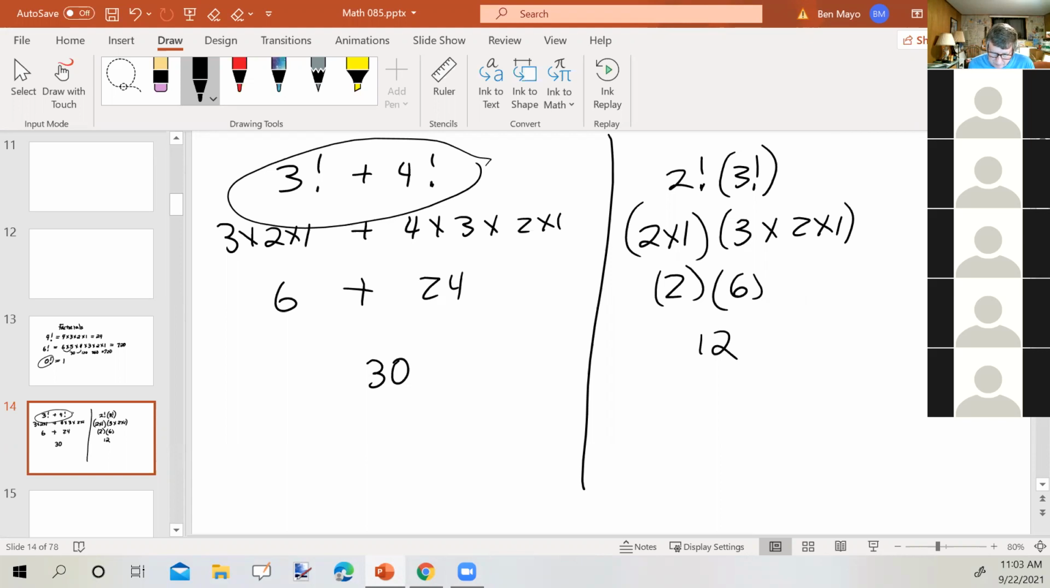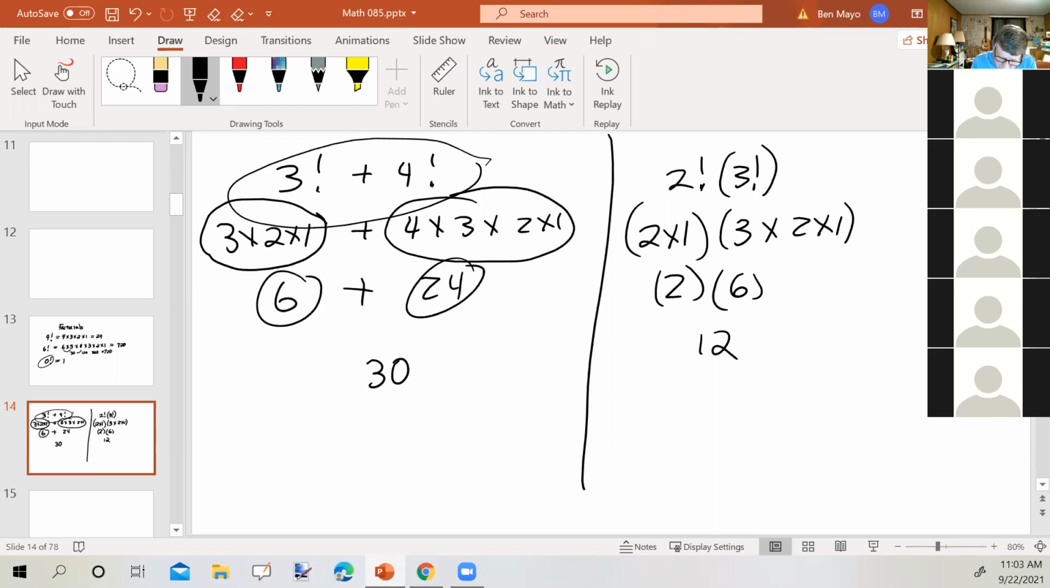Yeah, please. Okay, so it was 3 factorial plus 4 factorial. So 3 factorial is 3 times 2 times 1. 4 factorial is 4 times 3 times 2 times 1. 3 times 2 times 1 is 6. 4 times 3 times 2 times 1 is 24. 6 plus 24 is 30. And these little x's, that's multiplication. That's not a variable. Are you okay with that one? We are okay with it.